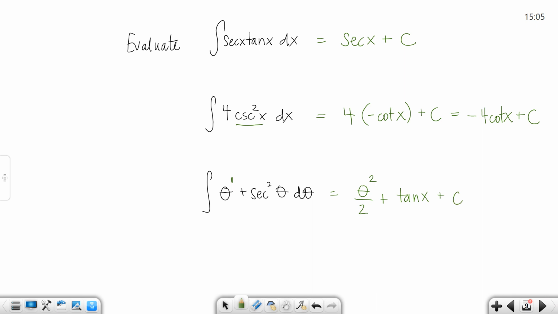You'll say, well, what happened to the square? It's a straight out rule on your sheet. The integral of secant squared is tangent. So it was just a straight substitute there.